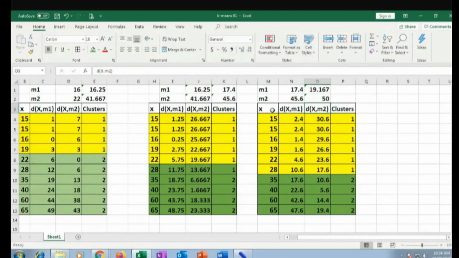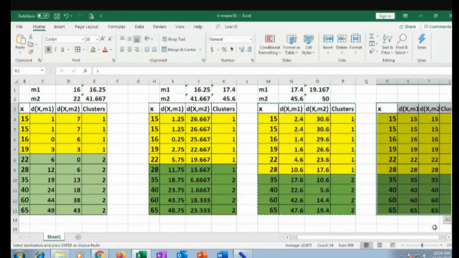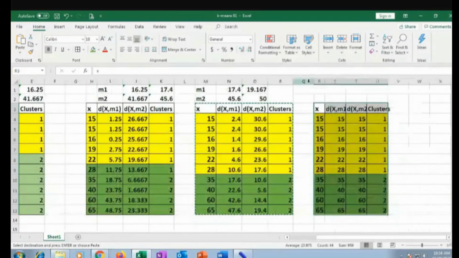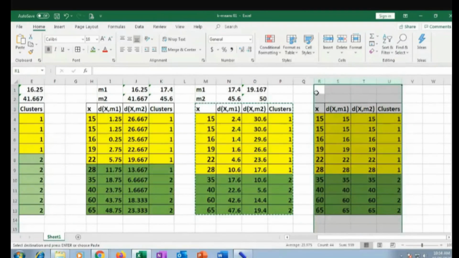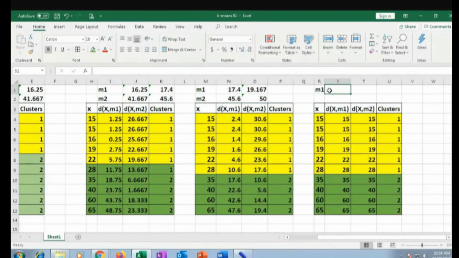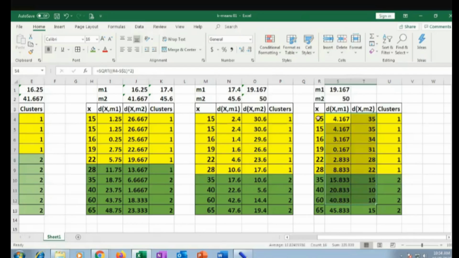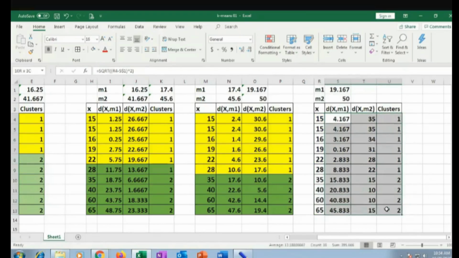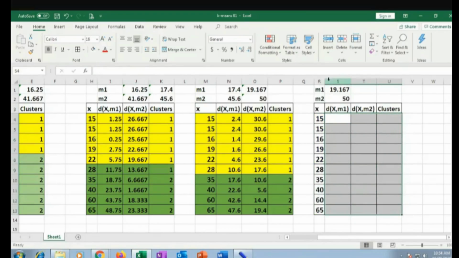Again the same thing. I'll just copy this on the other side. This is the fourth phase. Now let me put m1 as 19.167, and m2 is equal to 50. As you can see, it had already changed, but for your understanding I will again remove the color and the data, and write it once again.